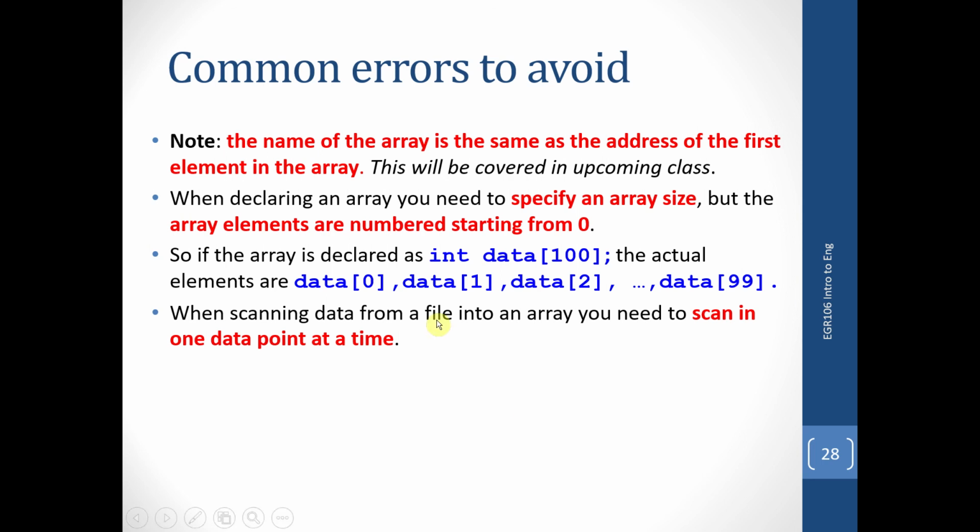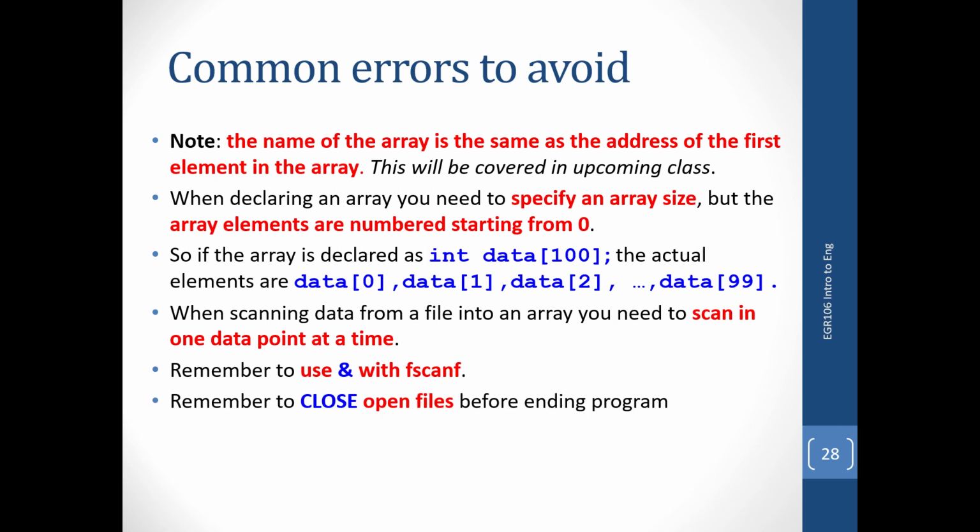Remember, when you're scanning data in, you can't scan it in all at one time. You have to do it in a for loop, and you have to scan in just one data point. And we do that usually with the ampersand, and then your array name with the counter variable inside the brackets, like i or j. Whenever you're using fscanf, always use the ampersand, and don't forget to close your files. This is kind of reminders from last time, right? Don't forget to use the ampersand when you're using fscanf. Don't forget to use the ampersand when you're scanning in arrays to individual array elements, and don't forget to close your files.